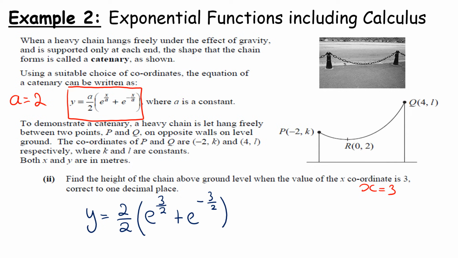Now, 2 over 2 will simplify to give me 1, but this can go straight into the calculator. Just remember that they've asked this correct to 1 decimal place. And when we put that into the calculator, we get 4.7.